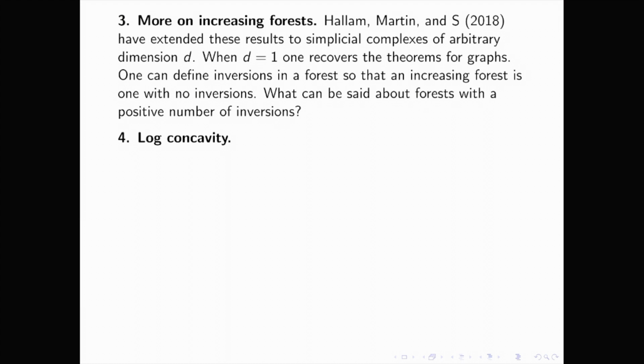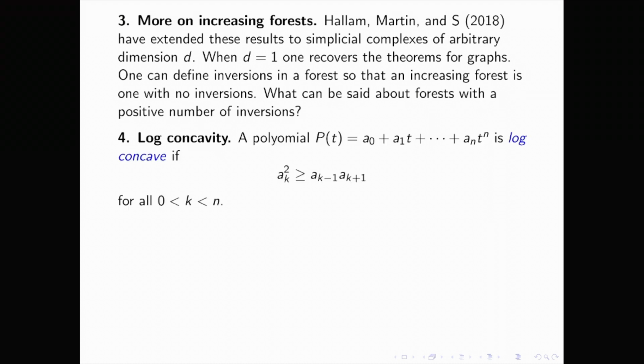This talks about something called log concavity. A polynomial is log concave if, when you square the kth coefficient, it's greater than or equal to the product of the (k minus 1)th coefficient and the (k plus 1)th coefficient, the coefficients on either side. This is an idea that came from statistics, where this kind of property comes up naturally, but it also comes up a lot in combinatorics, algebra, and topology.